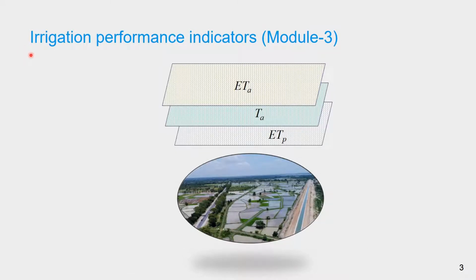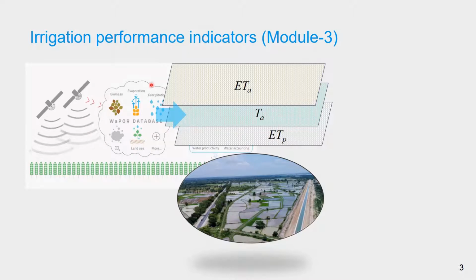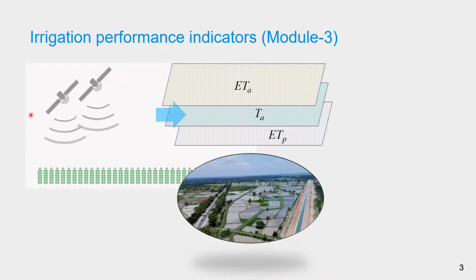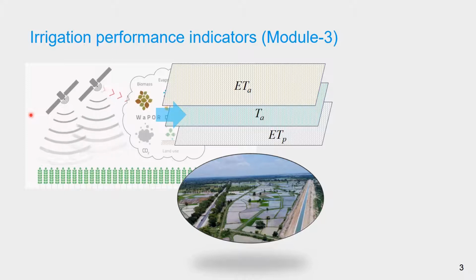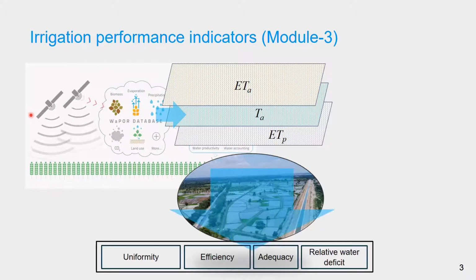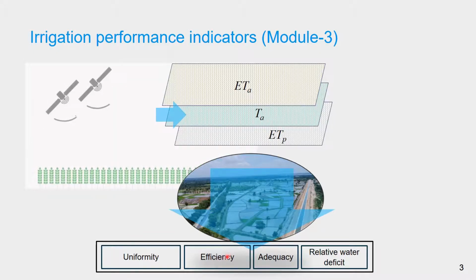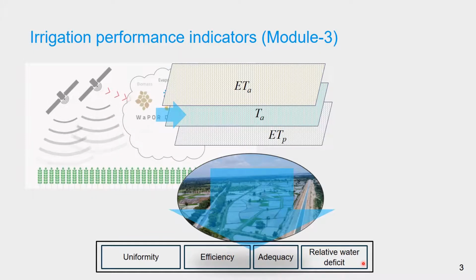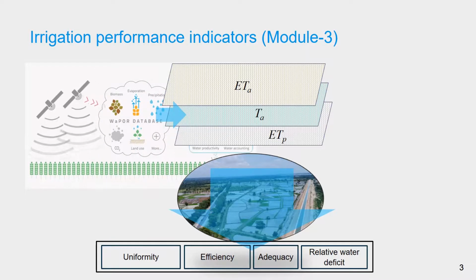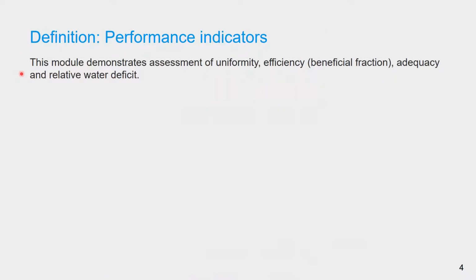The seasonal water consumption, such as actual evapotranspiration, seasonal transpiration, and seasonal potential evapotranspiration, which are calculated from WaPOR datasets and local information, can be used to calculate WaPOR-based performance indicators, such as uniformity, efficiency, adequacy, and relative water deficit. This module demonstrates assessment of uniformity, efficiency, adequacy, and relative water deficit.